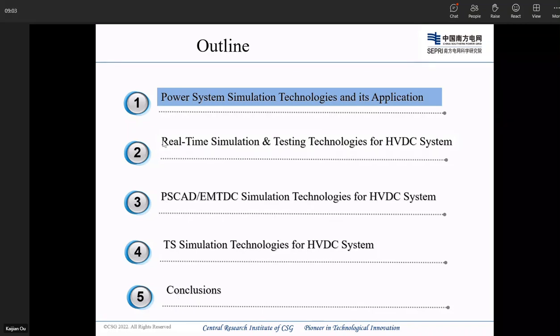First, we will go to the power system simulation technology overview, and then real-time simulation, and then power system PSCAD simulation, and then TS simulation technology. Three kinds of simulation tools.